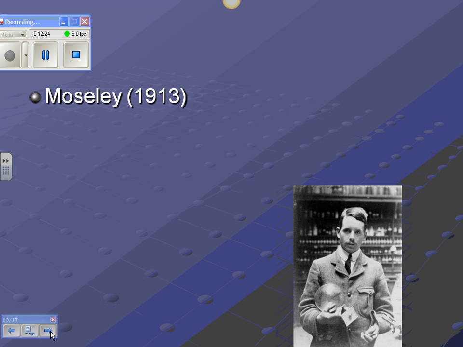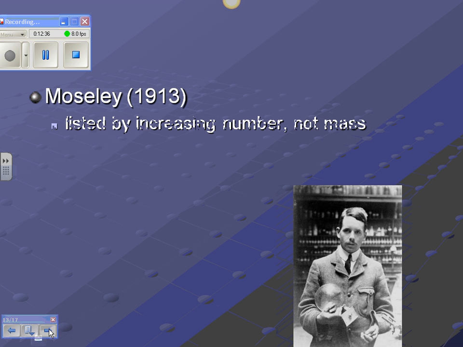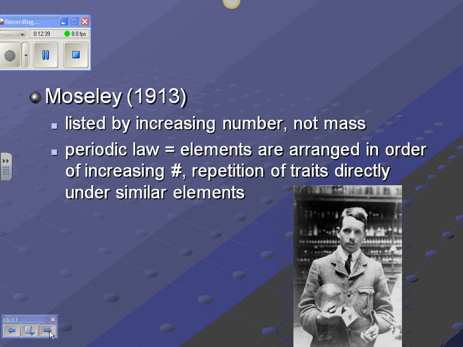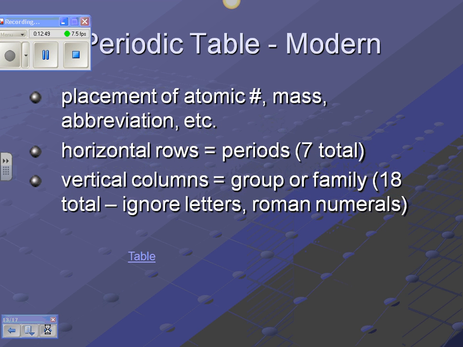Moseley, about 100 years later, said, well, I noticed a couple of inconsistencies. We should actually move this to atomic number, not atomic mass, but the number of protons that they have. That's what gives it its characteristics. Okay, so just a slight difference between them, and now we have the periodic law. Elements are arranged in order of increasing atomic number, and these traits will repeat, and that's what we call the periodic table.